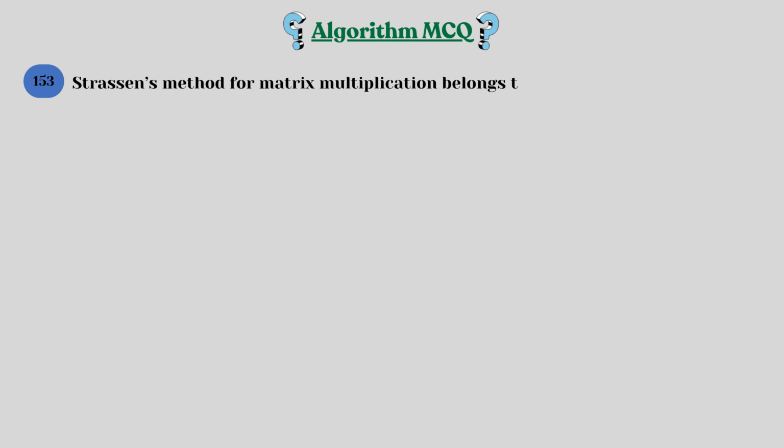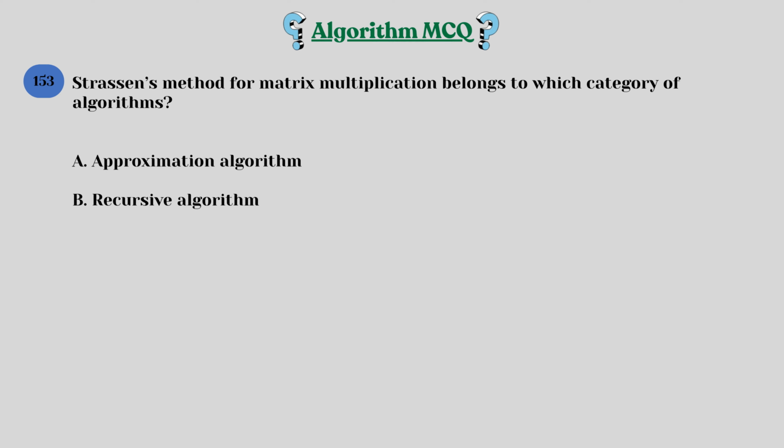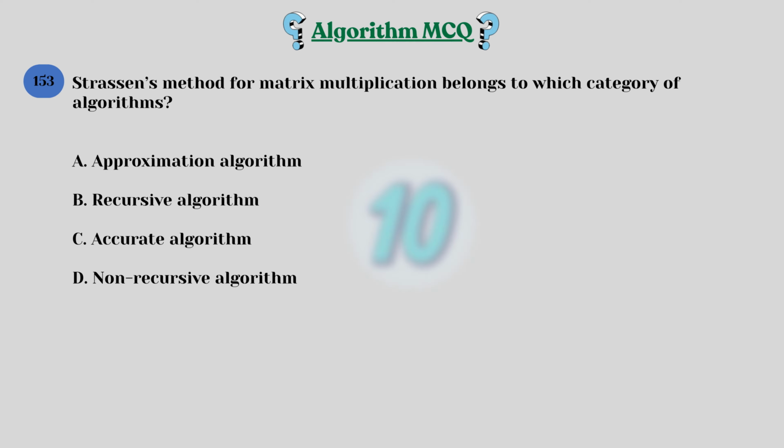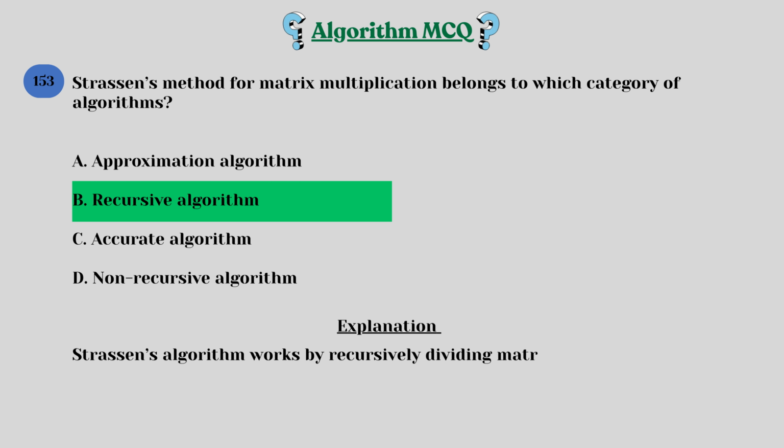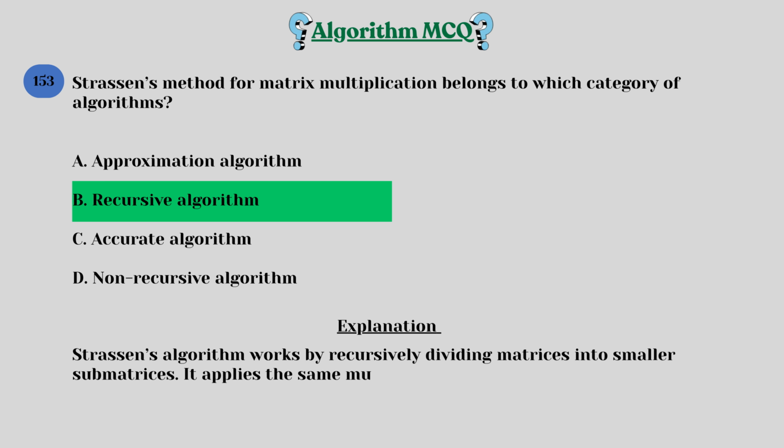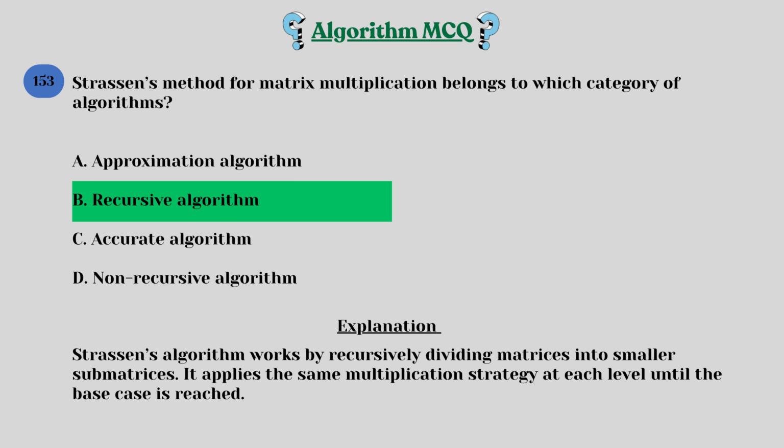Strassen's method for matrix multiplication belongs to which category of algorithms? Correct answer: recursive algorithm. Explanation: Strassen's algorithm works by recursively dividing matrices into smaller submatrices. It applies the same multiplication strategy at each level until the base case is reached.